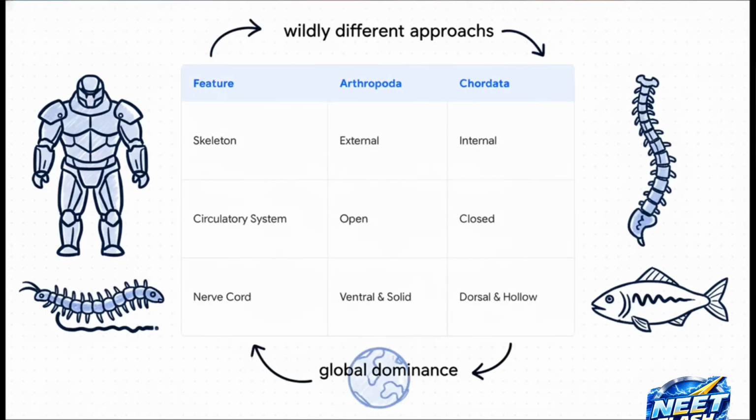And this just lays it out so clearly, right? 2 totally different solutions to the problem of life. Arthropods built a suit of armor, an external skeleton, with their nerve cord running along their belly. Chordates, on the other hand, opted for an internal skeleton, with our nerve cord protected safely along our back. 2 wildly different approaches, and both led to incredible, world-spanning dominance.